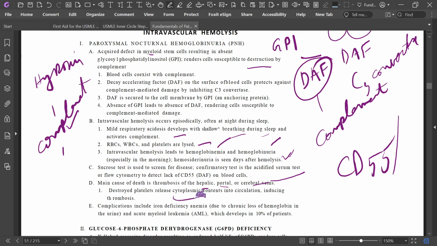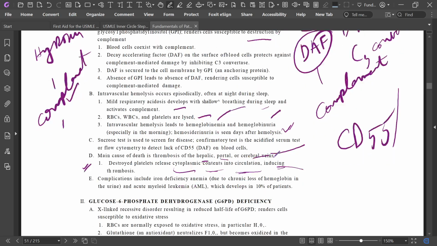Destroyed platelets release cytoplasmic contents into the circulation, inducing thrombosis. And the complications are iron deficiency anemia due to chronic loss of hemoglobin in the urine, and AML, which develops in 10% of the patients.